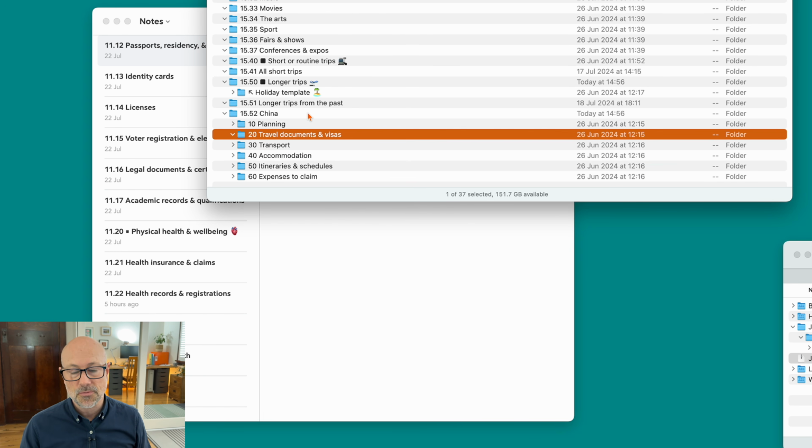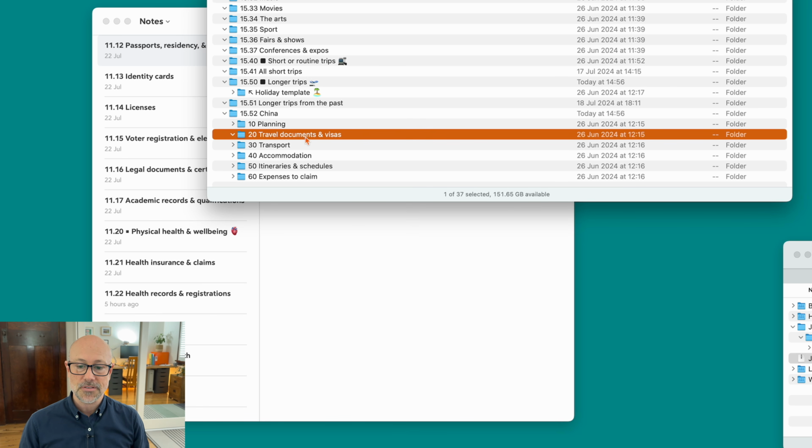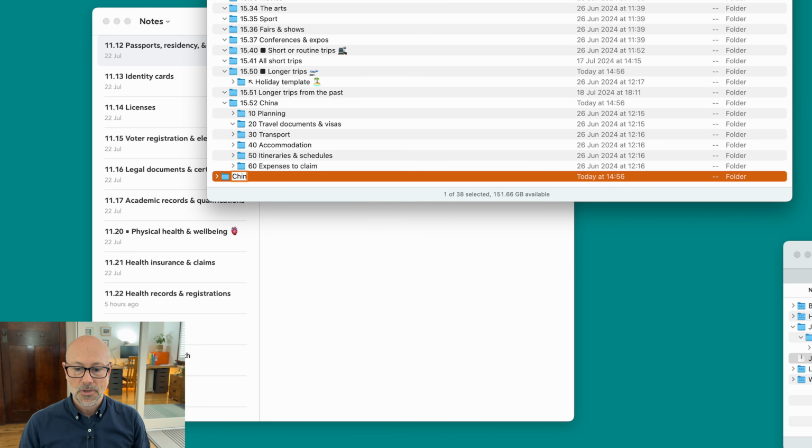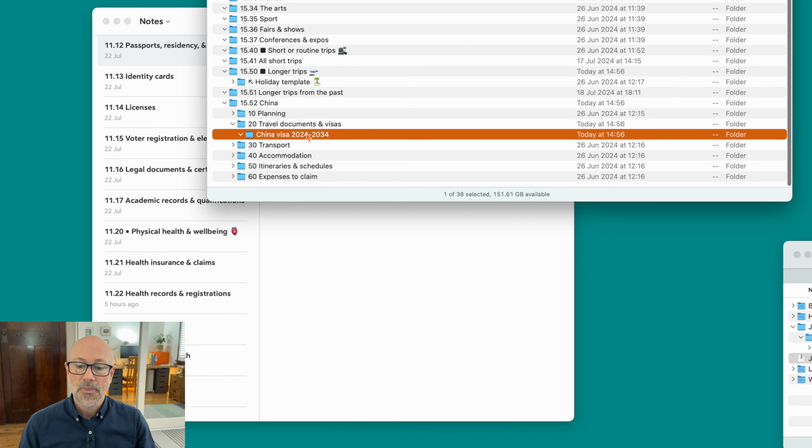Travel documents and visas. We've already got a folder, right? And in here, if you need, so again, we're in subfolders, 1552. We're in 20 travel documents and visas. If you need to create a new one for China visa 2024 through 2034. Mind-boggling time span. Put that in there.